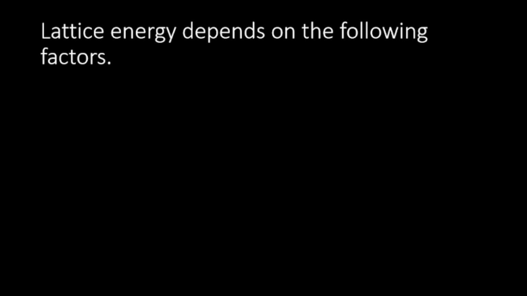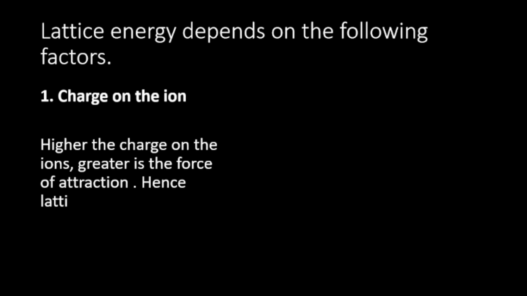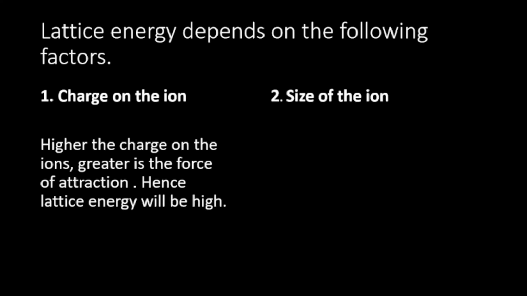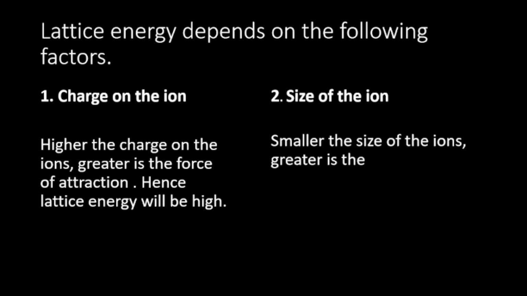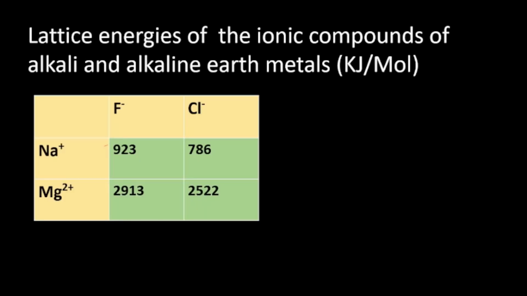Now let us see what are the factors upon which lattice energy depends. The first factor is the charge on the ion. Higher the charge on the ions, greater is the force of attraction and hence lattice energy will be high. The second factor is the size of the ion. Smaller the size of the ions, greater is the force of attraction and hence lattice energy will be high. Let us see how these factors affect the lattice energy using some examples.